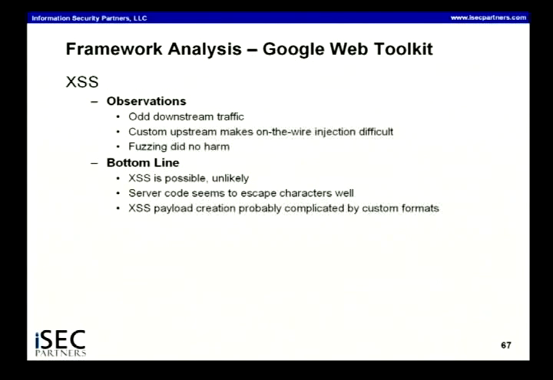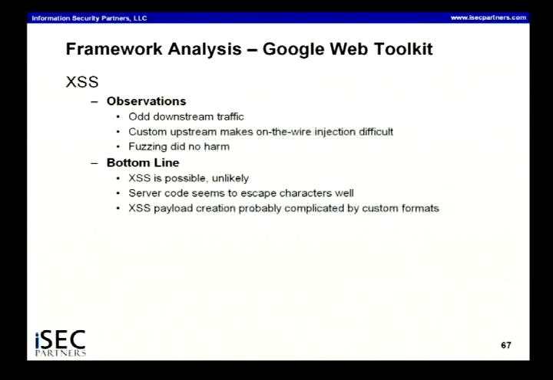XSS is difficult to test and difficult to attack because they use all this crazy stuff on the wire. They don't use JSON. It's amazing. Google is using non-standard stuff for doing their stuff, which actually in this situation makes things a lot more difficult to attack. But doing fuzzing and playing with a bunch of different characters didn't seem to do any harm. Those characters just seem to come through encoded properly. So XSS might be possible, but it seems kind of unlikely.